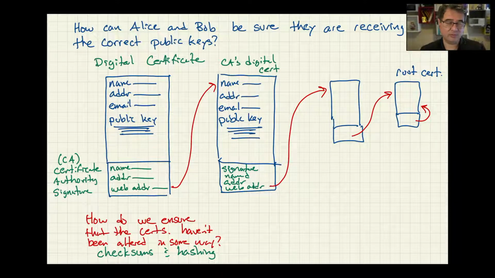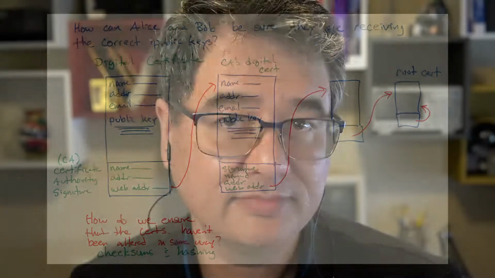That's a very, very quick way of doing it, and it's not very secure, but that is an idea that you could use. So you can look at those checksums at the bottom of every certificate and ensure that the contents haven't been altered. Okay? Any questions about that?